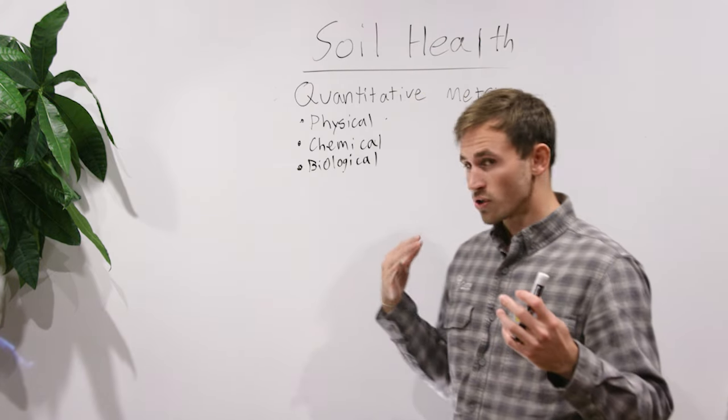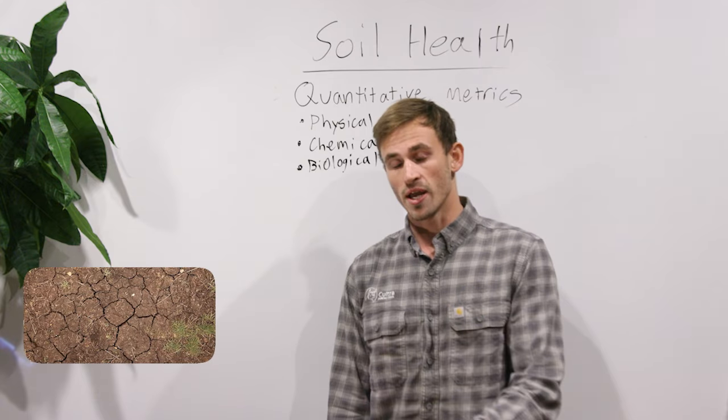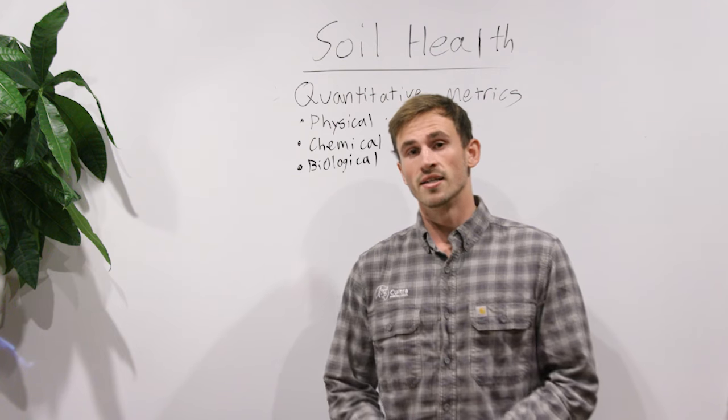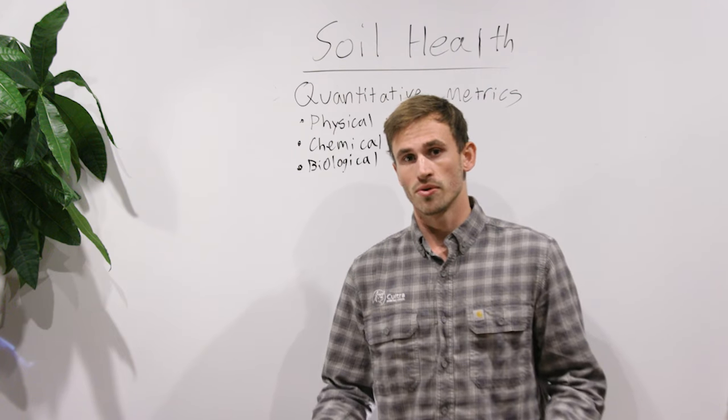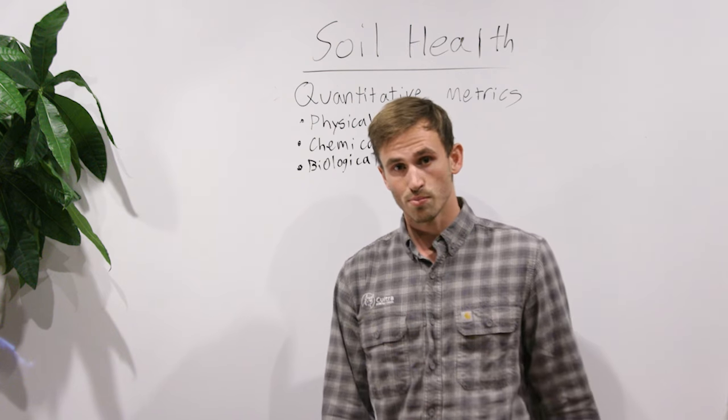So for instance, just a quick overview, physical is going to be things like compaction. You take a penetrometer, you put it in your soil. What does that penetrometer say? And is that number going up or down, right? Ideally, we want our roots to be able to penetrate deep into our soil as easily as possible.